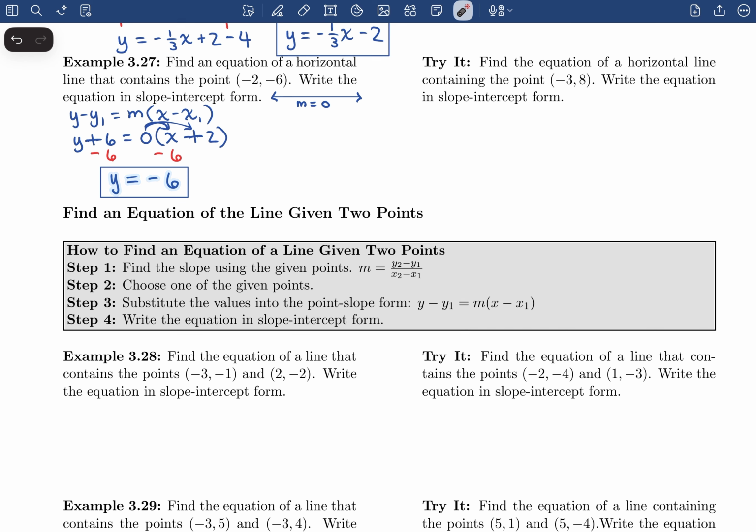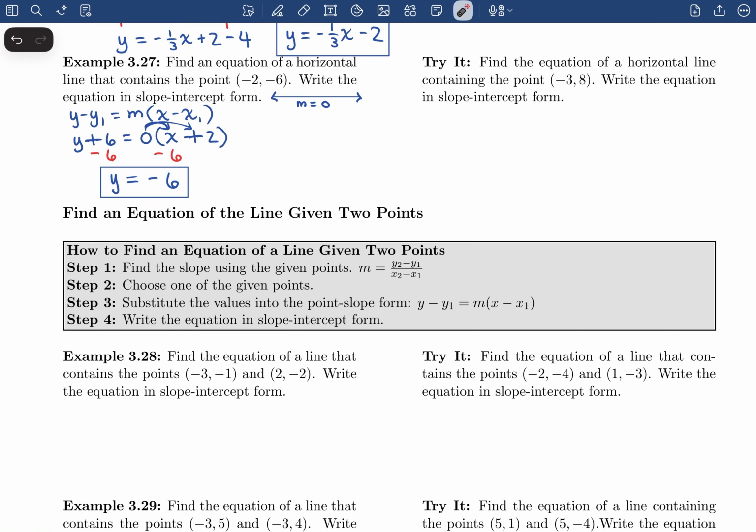Well, our next objective is to find an equation of the line given 2 points. So I'll give you a 4-step process to do that. So here's how to find an equation of a line when you know 2 points. Step 1, find the slope using the given points. Now the slope formula, you learned this in the last lesson. The slope m is equal to y2 minus y1 divided by x2 minus x1. Here's a little more context. We put the difference of the y's on top because y's are the rise. And we put the difference of the x's on the bottom because x's are the run. So this is literally rise over run.